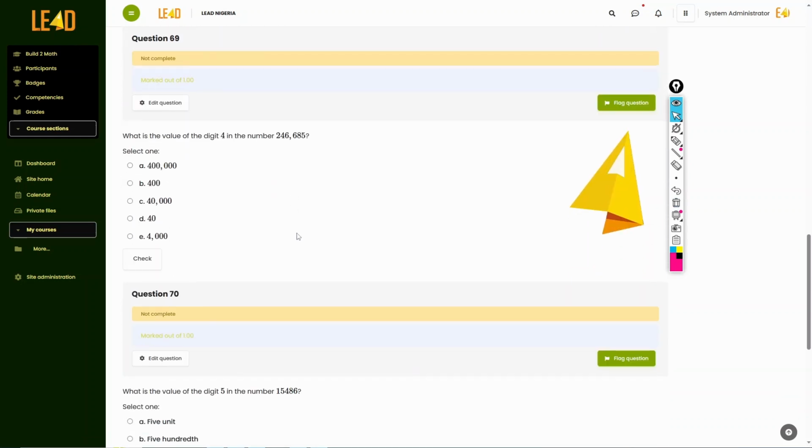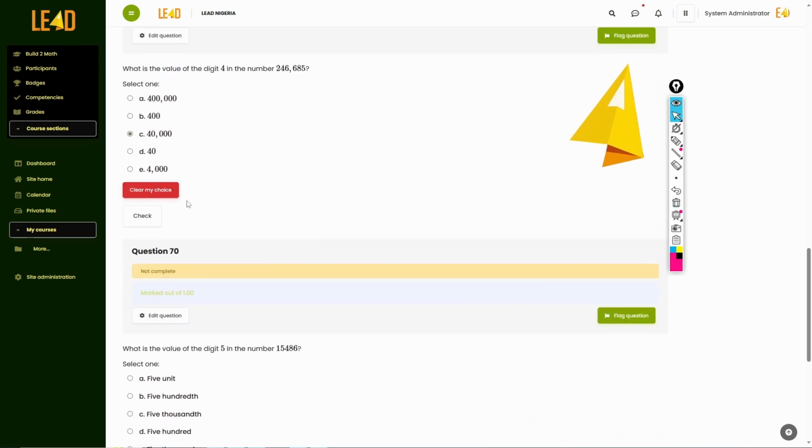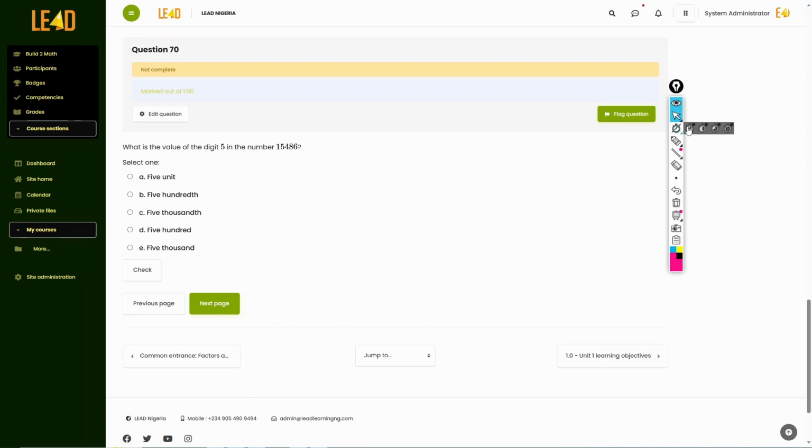Okay, 69. What's the value of 4 in the number 246,685? For the value of the digit 4, you turn everything else to 0. That's just 4, and then everything else becomes 0, so that's 40,000.